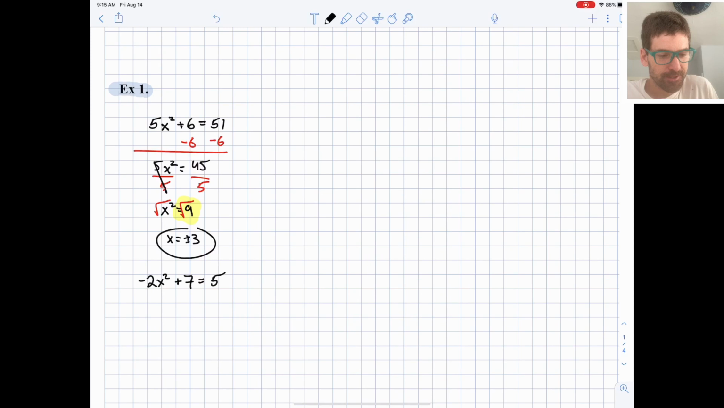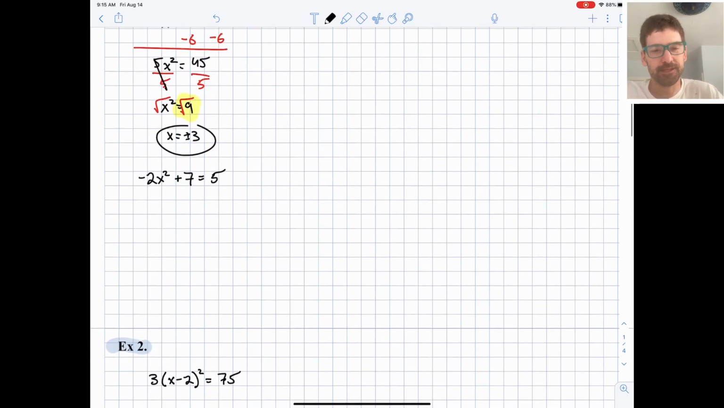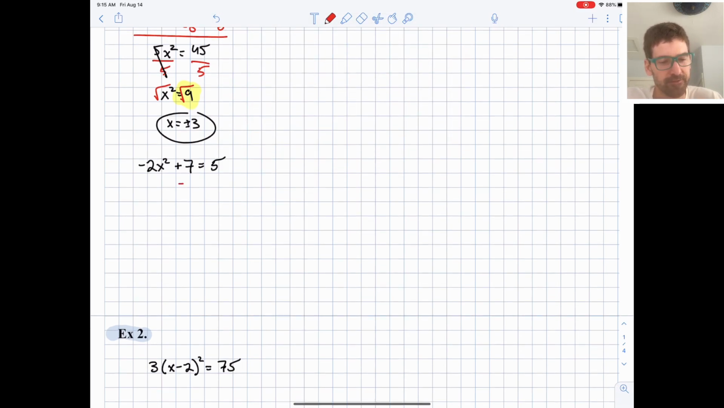Next example is this guy. And again, be thinking about what's unique about these equations that helps us solve them with square roots. Subtract 7 from both sides.